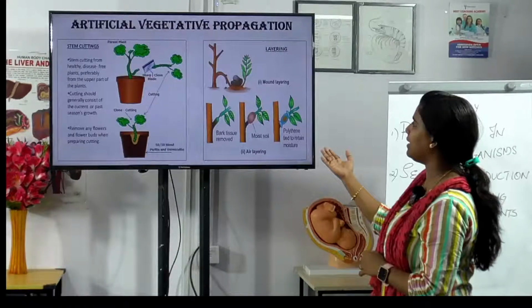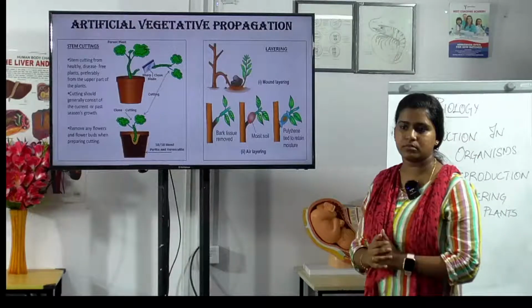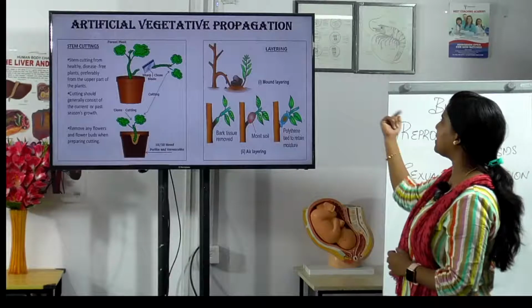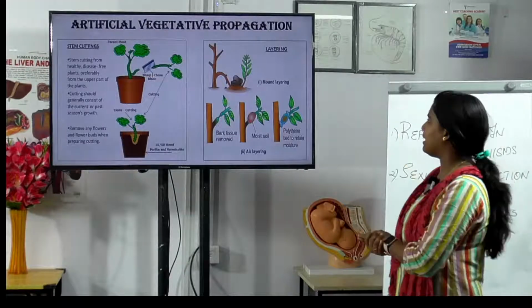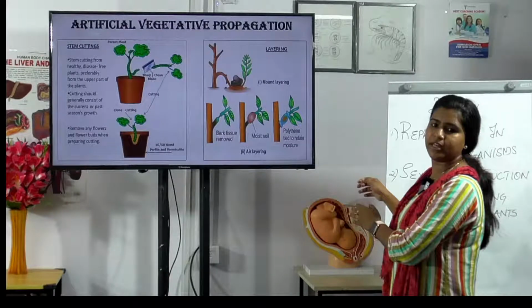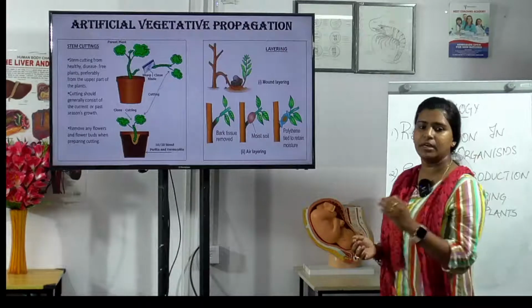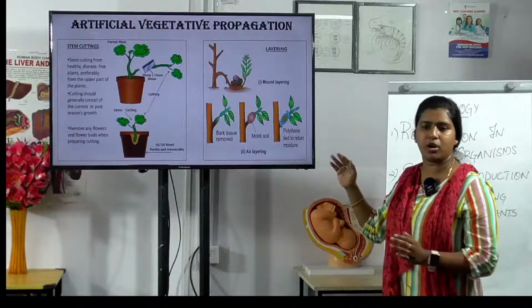And this is stem cutting, and layering is of two types. One is mound layering, another is air layering. Here they bend the stem and bury it in the soil so that it can give rise to another plant. That is mound layering. Whereas in air layering, they remove the bark tissue, put moist soil over that, and then cover it with a polythene paper to retain moisture. This is air layering. These vegetative propagations are man-made, they are not natural. Okay, and the next is grafting.